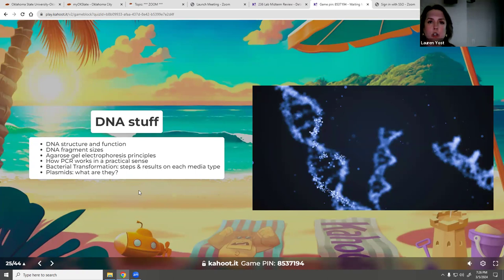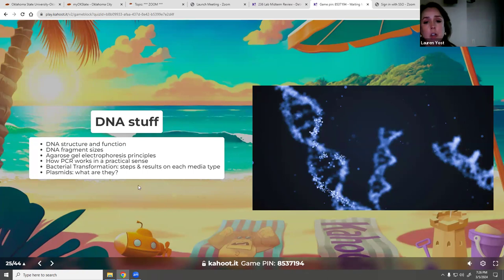So denature, split your strands apart. Anneal, stick your primers on there. Anneal means to stick something to something. And then elongate, just adding the nucleotides that correspond to it. So that's the steps for PCR.